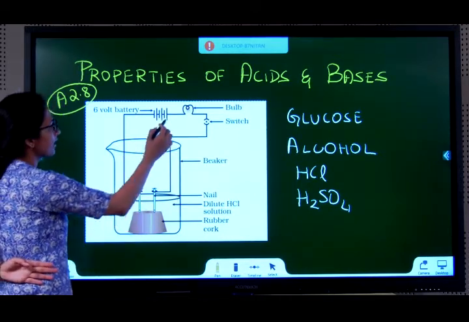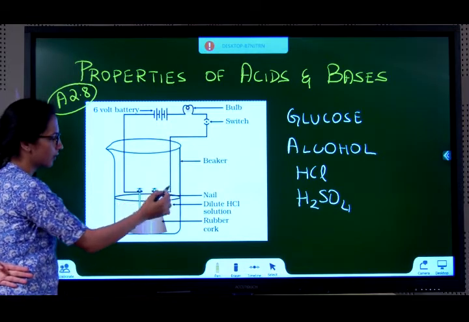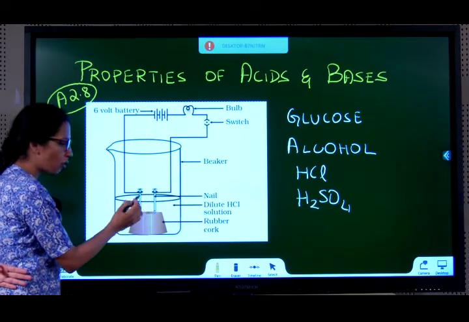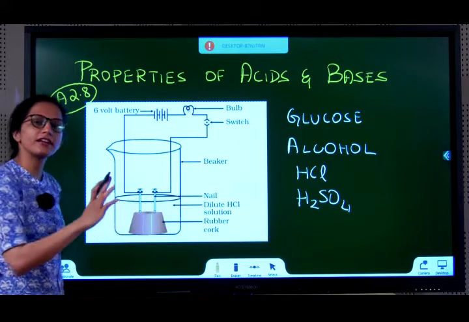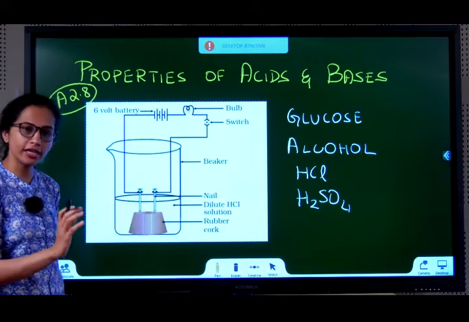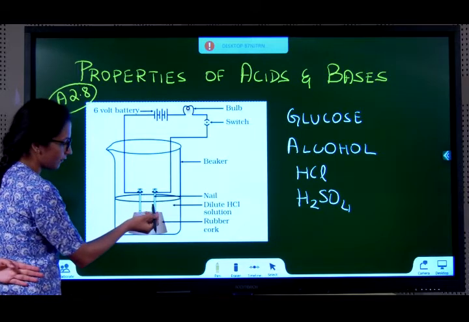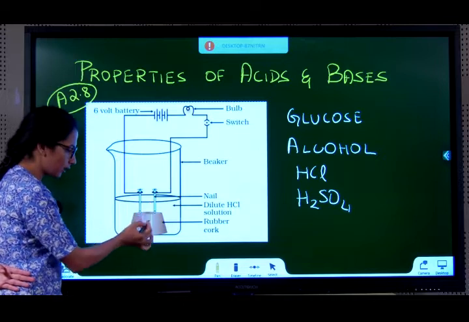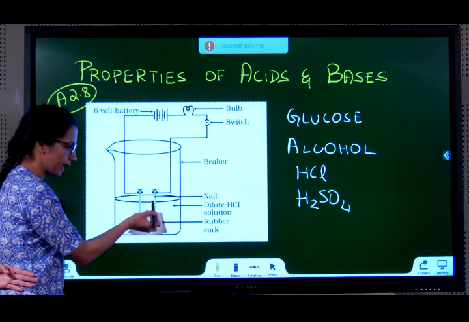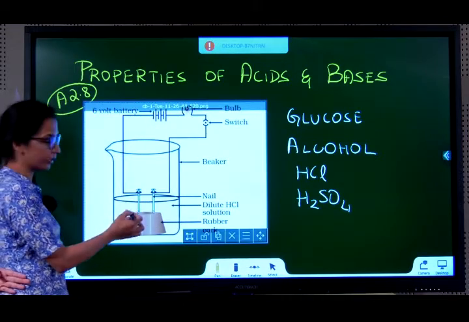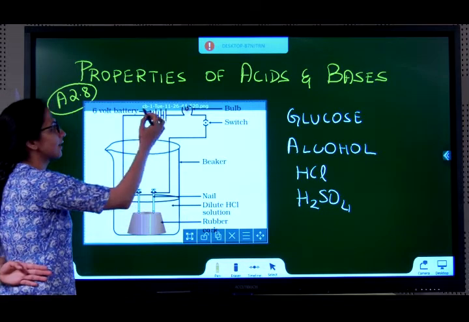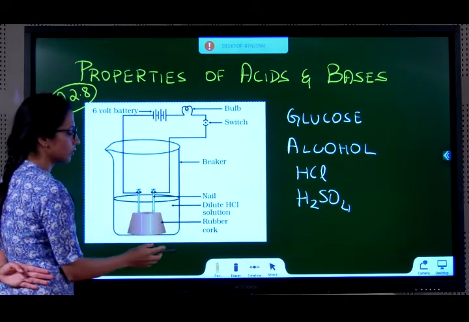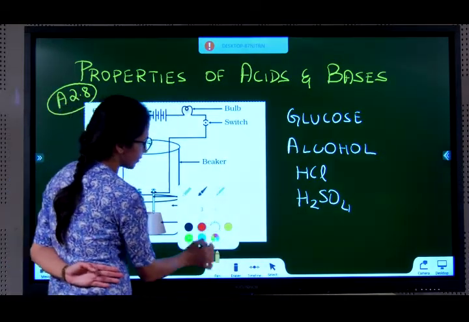As you can see, current will flow from this nail to this nail only if the solution is a conductor of electricity. Do you agree? Yes. Current cannot flow through the rubber because rubber is a bad conductor of electricity. So if current has to flow, it has to flow through the solution only. It flows through the solution, the circuit is completed, and the bulb will glow. Now when I put glucose, I will see that the bulb does not glow.